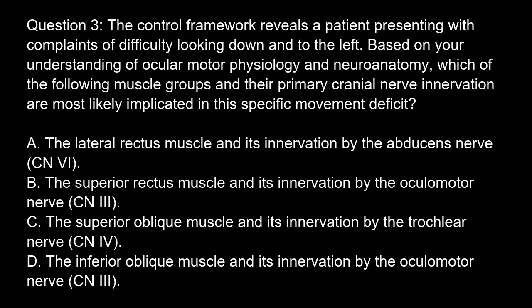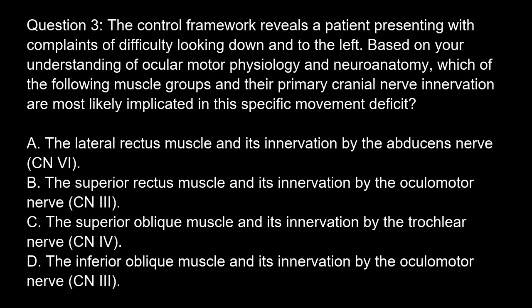Question 3. The control framework reveals a patient presenting with complaints of difficulty looking down and to the left. Based on your understanding of ocular motor physiology and neuroanatomy, which of the following muscle groups and their primary cranial nerve innervation are most likely implicated in this specific movement deficit?